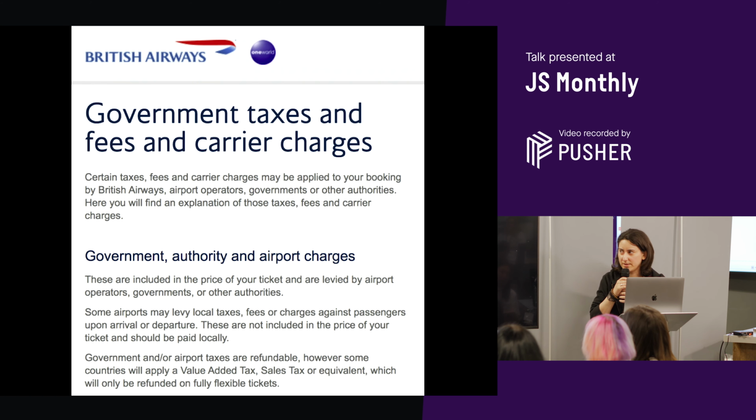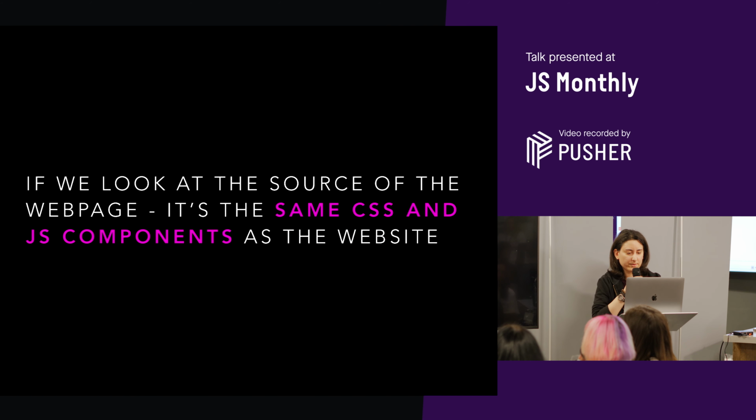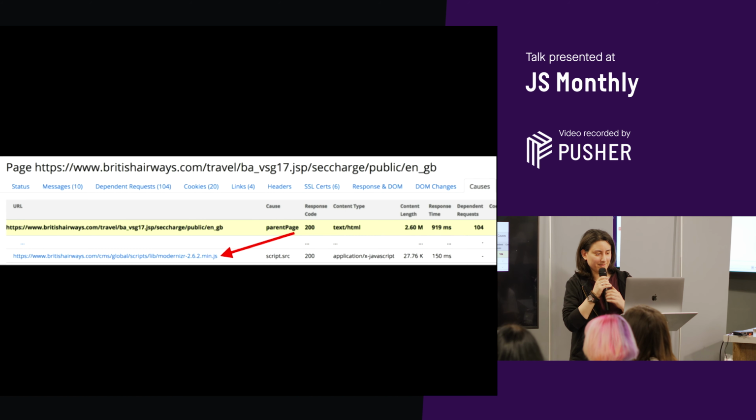So this was the British Airways page that was compromised. And if we look at the source code of this web page, it's the same CSS and the same JavaScript components as the website. Bam, we're back with Modernizr. Same attack.